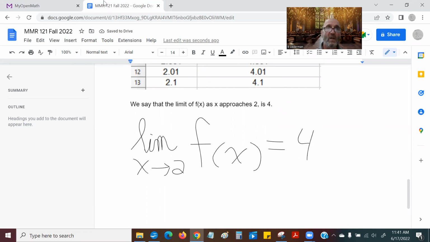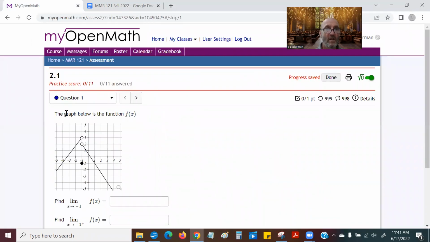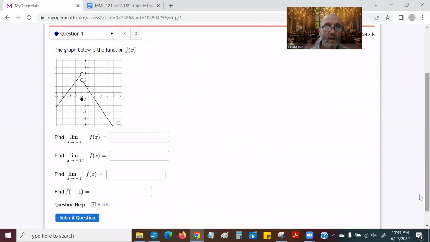I want to show you another idea here. So here we have a situation where this is our function. Now we want to know the limit as x approaches -1.